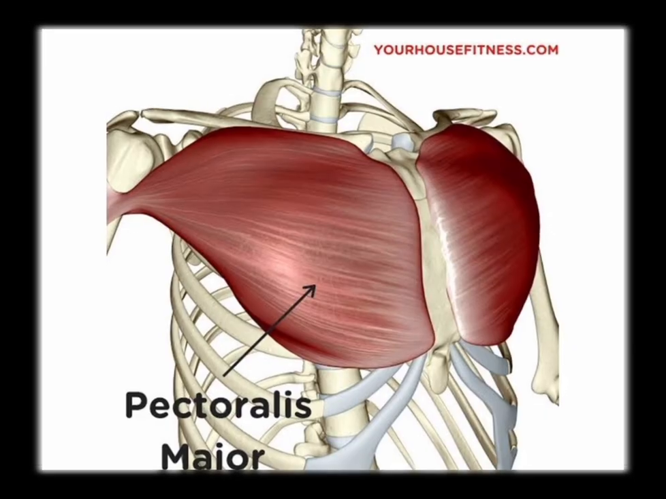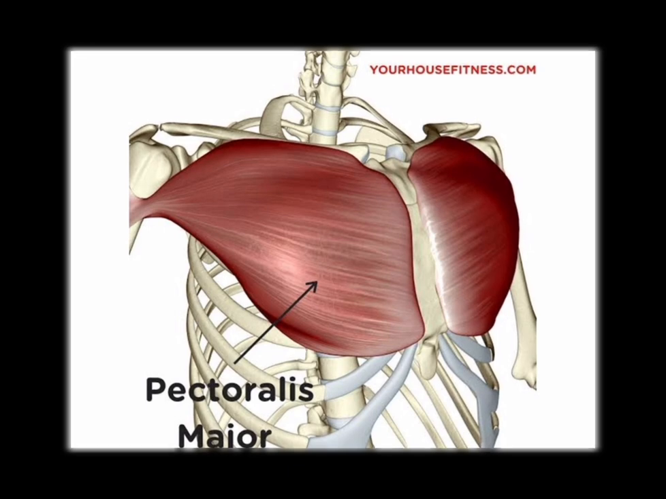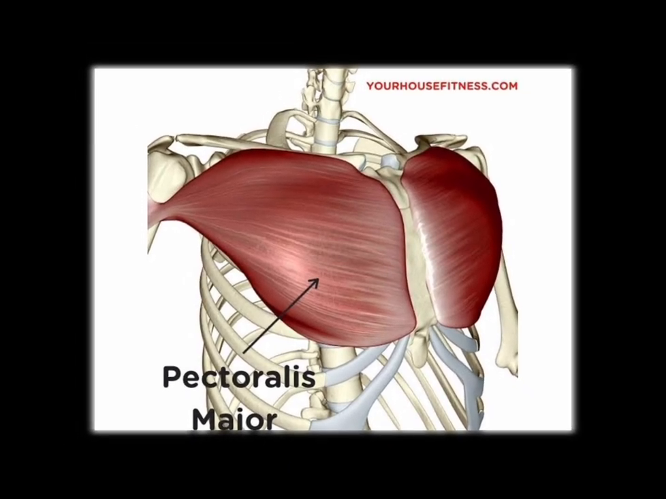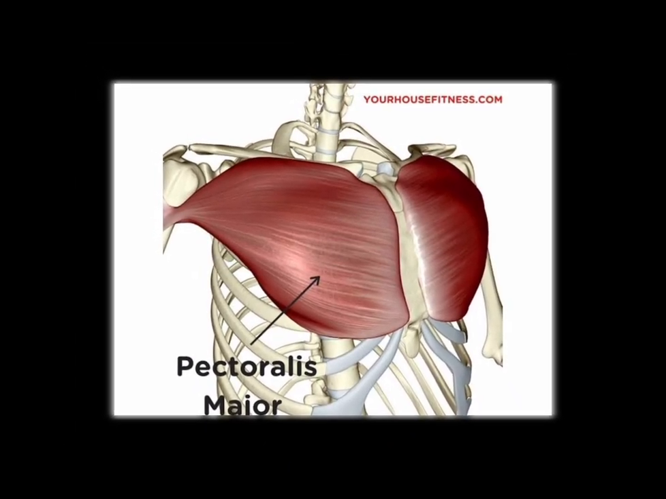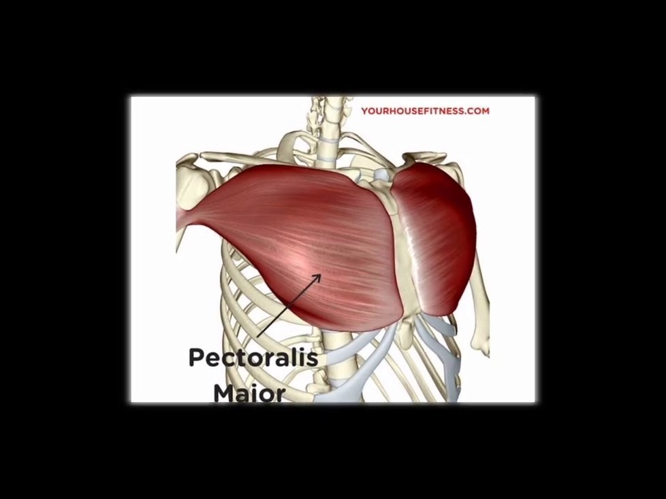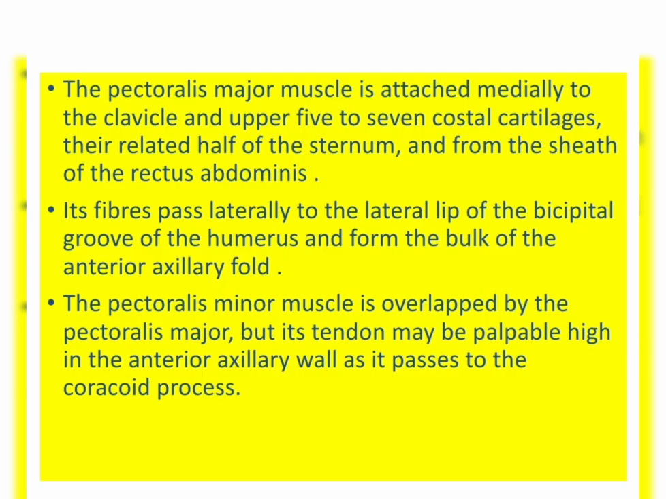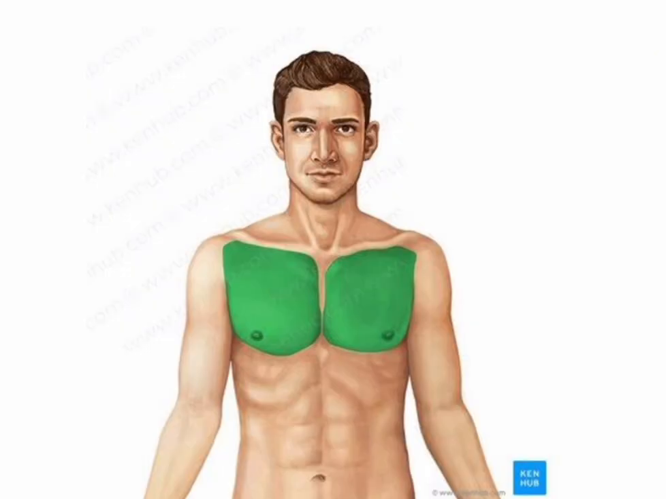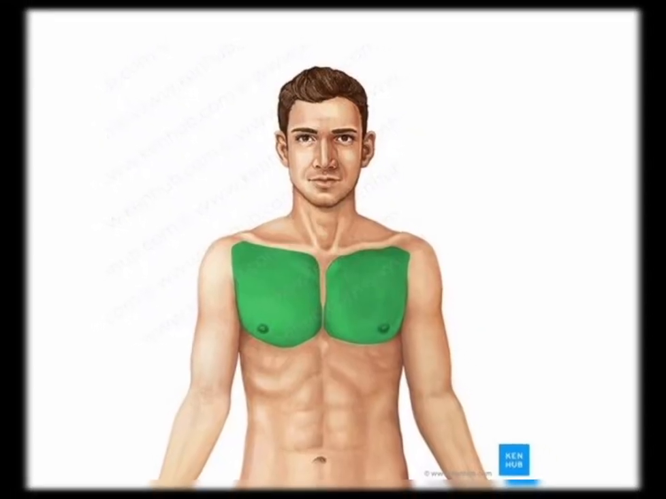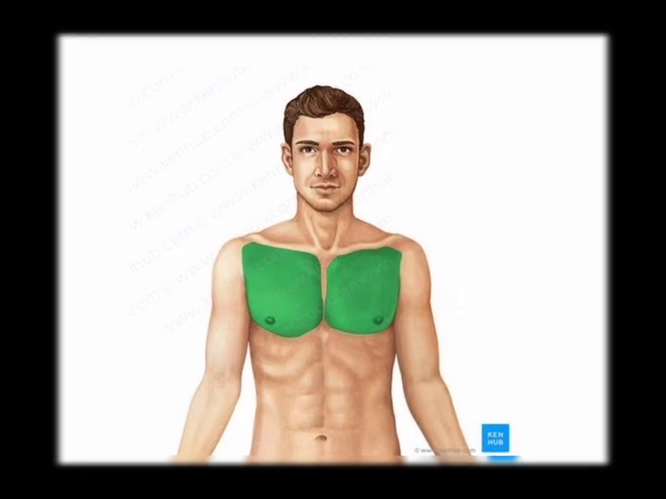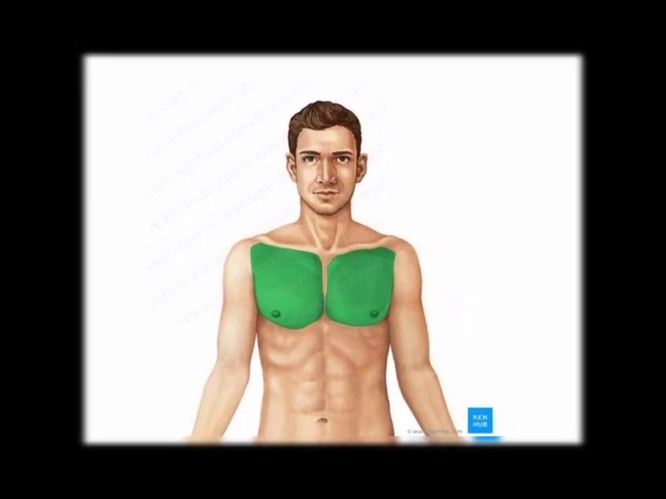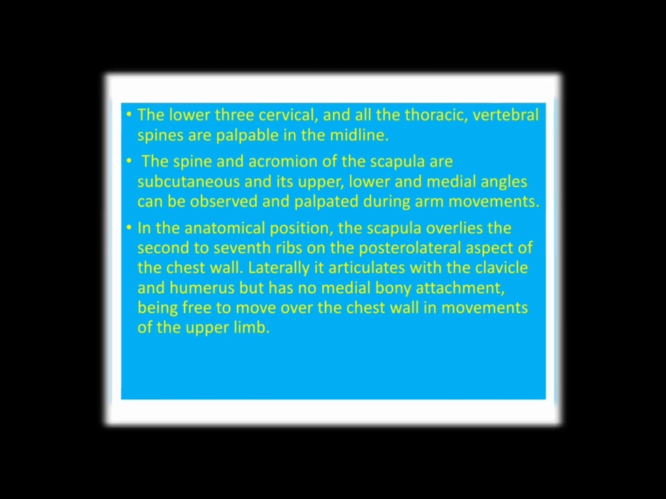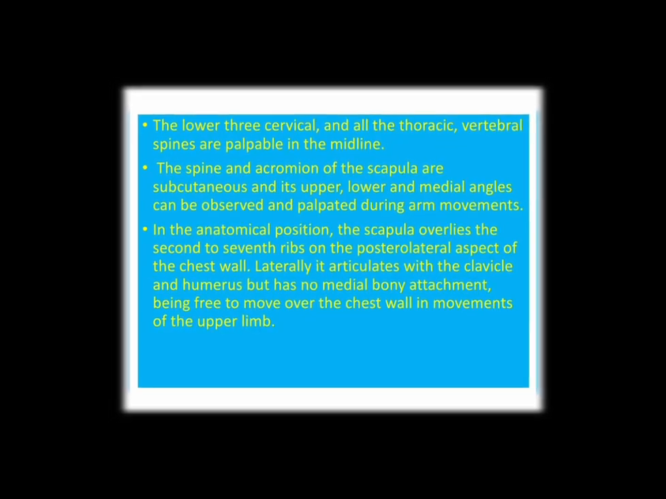the anterior axillary fold. The pectoralis minor muscle is overlapped by the pectoralis major, and its tendon may be palpable high in the anterior axillary wall as it passes to the coracoid process. The coracoid process can be felt by deep palpation 1 cm below the clavicle under the medial anterior fibers of the deltoid muscle. The lower 3 cervical and all the thoracic vertebral spines are palpable in the midline.